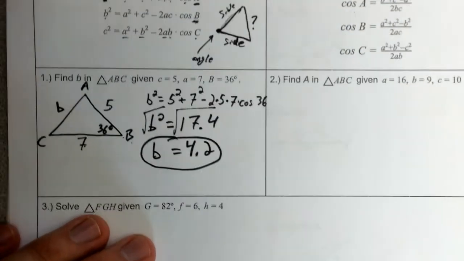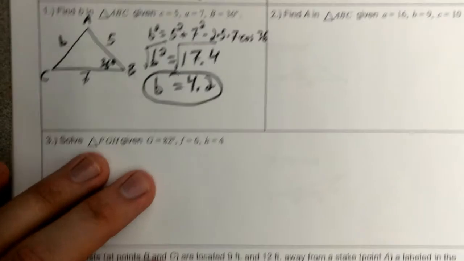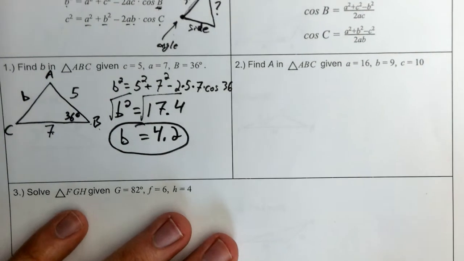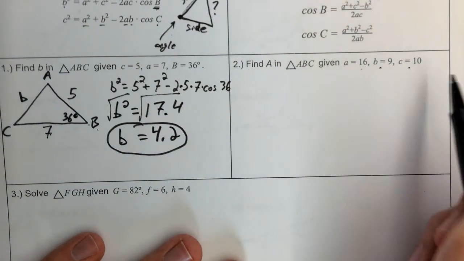Okay. All right. Next, find angle A in triangle ABC, given that side a is 16, side b is 19, and side c is 10.